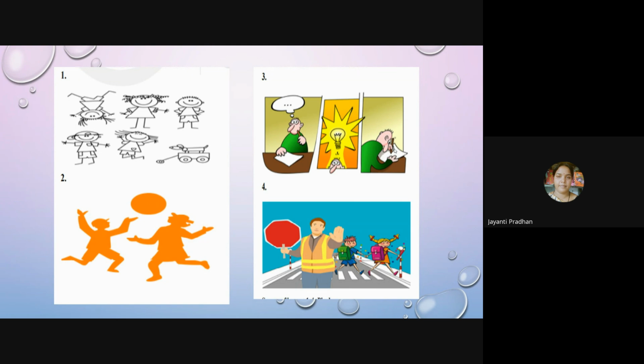Okay, anyone? Is the picture visible to everyone? Ma'am, picture 3 is cognitivism. Okay. Wait. What is your name? Adhyasa. Okay, Adhyasa is telling picture 3 is cognitivism.